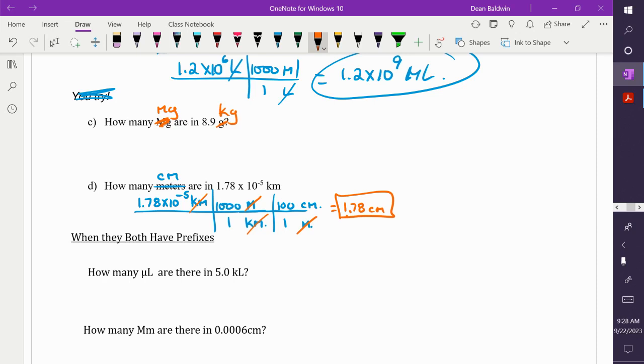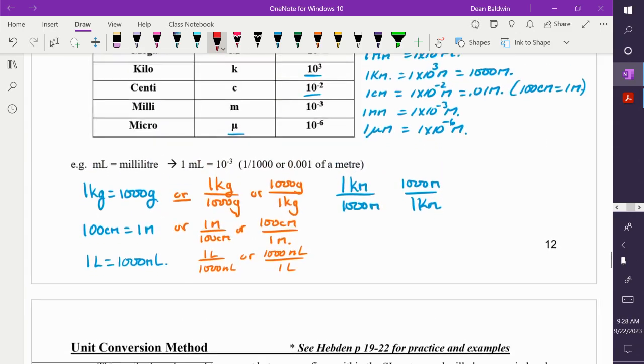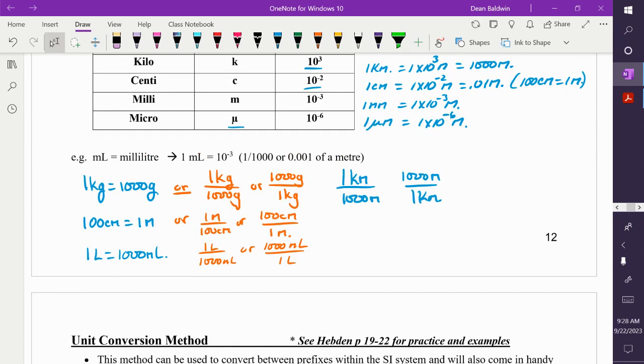So 8.9 kilograms, that's what we're given. That's what we start with. So 8.9 kilograms, you write that out. Now, there's no straight conversion from kilograms to milligrams. So we need a middle conversion, the base unit for mass is grams. Is there a conversion between grams and kilograms? I.e., how many grams are in a kilogram? 1,000, right? That's one of the ones. 1 kilogram is 1,000 grams, or 1,000 grams is 1 kilogram.